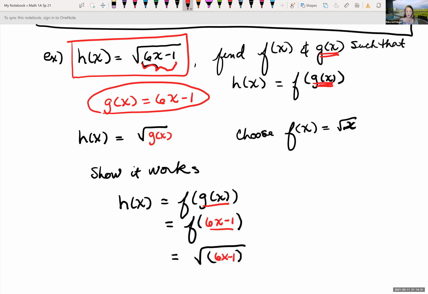There are multiple ways to choose. So we could choose different functions and it would work, but we want to choose things that are going to help us when we take the derivative. So always choose the inner piece to be what's underneath the radical, that whole thing.